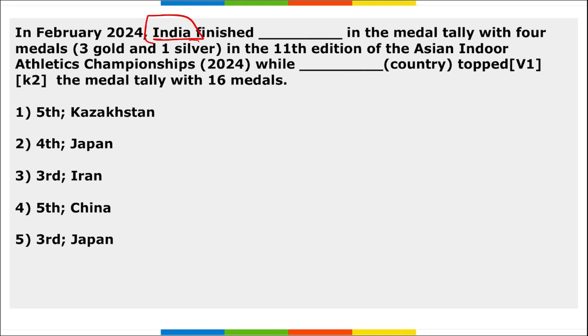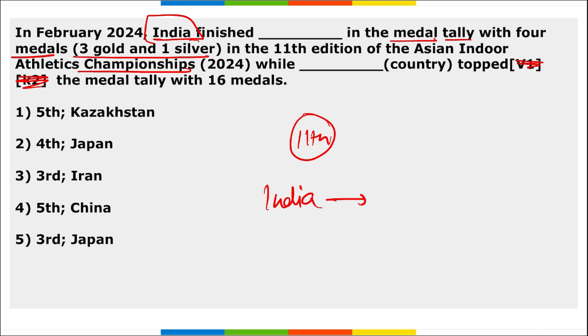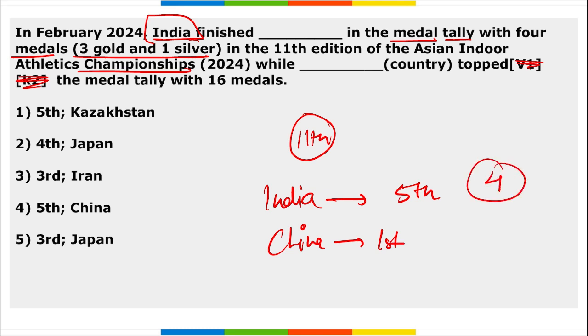Next, in Feb, India finished fifth in the medal tally with 4 medals, that is 3 gold and 1 silver, in the 11th edition of the Asian Indoor Athletics Championship, while China secured the first position in the medal tally with 16 medals. So remember, India's rank in this 11th edition of the Asian Indoor Athletics Championship was 5th, whereas China secured the first position here. India had a total of 4 medals, 3 gold and 1 silver, whereas China had a total of 16 medals, where 8 gold, 6 silver and 2 bronze. So the right option here becomes option 4.